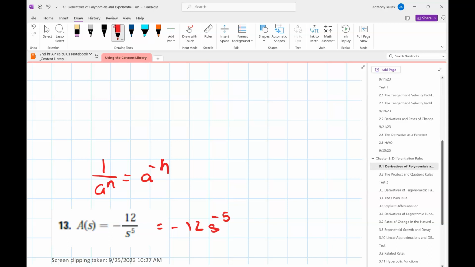How would you do 15, Tessa? I don't know, my computer's glitching.